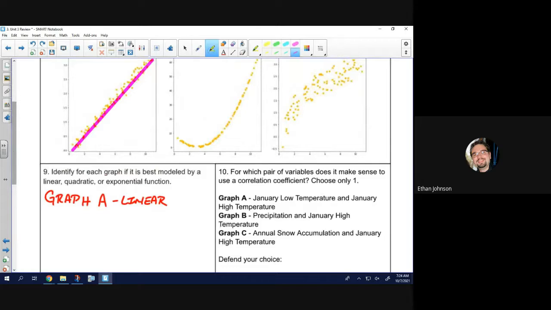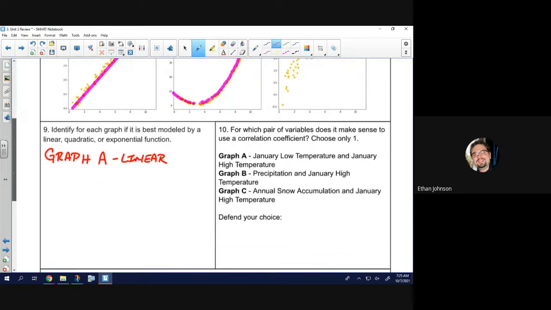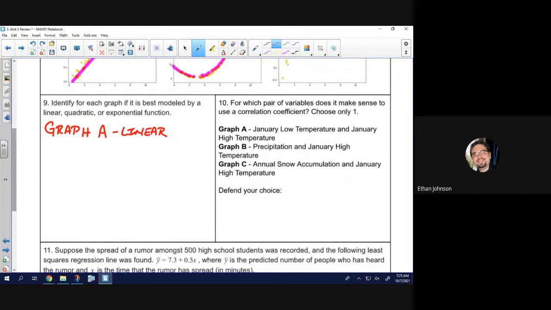Looking at graph B, it kind of follows a U shape. So that curve in it that completely changes directions is a quadratic. So I'll say graph B is a quadratic.